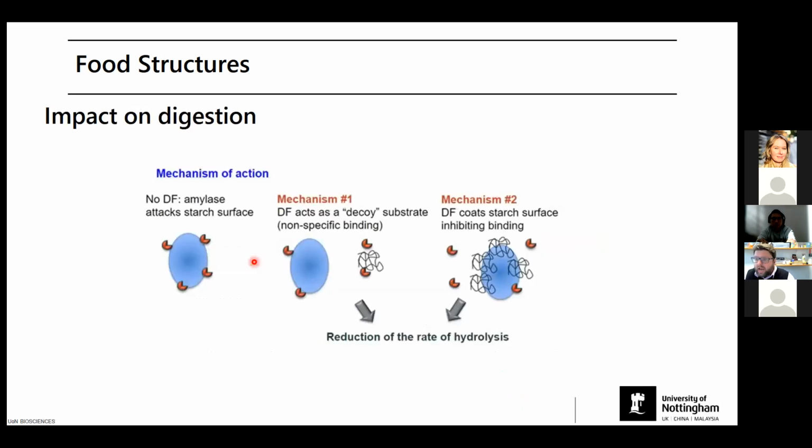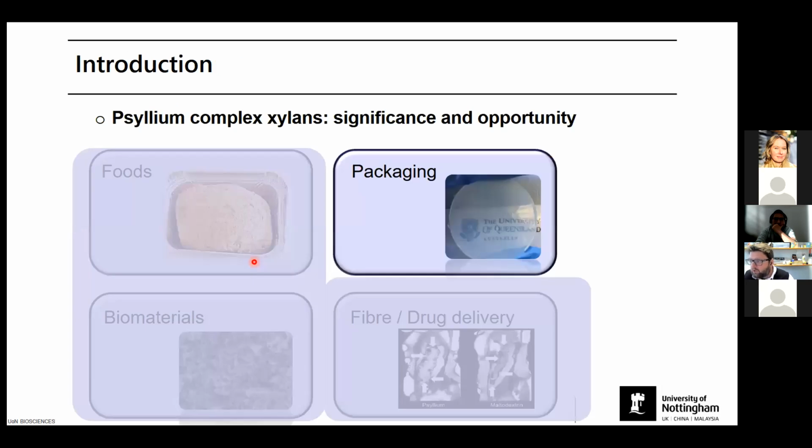Also, these fibers have an impact on digestion, and we were always discussing what the mechanism is. Is it a decoy substrate, or does it coat the starch granule? We found that it is primarily due to the formation of an occlusion film: the Plantago ovata fiber xylan can protect the starch granule from the attack of alpha amylase in saliva and in the intestine, and thus reduce the glycemic response.